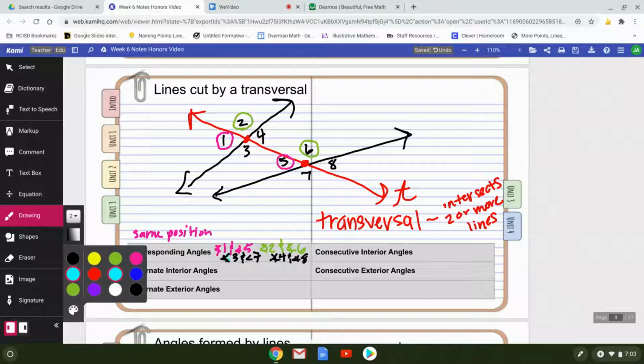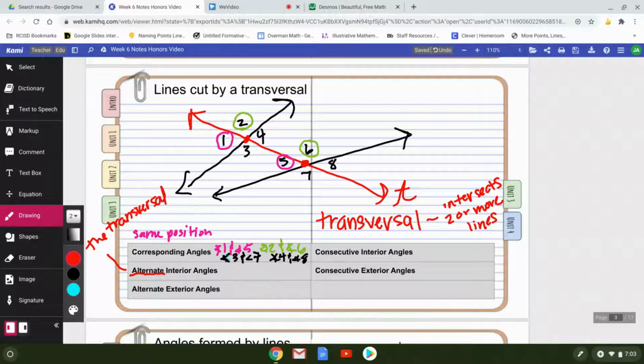Okay, alternate interior angles. Alternate means they alternate the transversal. Interior means they fall in between your two lines. So everything in between here is called the interior. They have to fall in between your two lines. So alternating and interior.